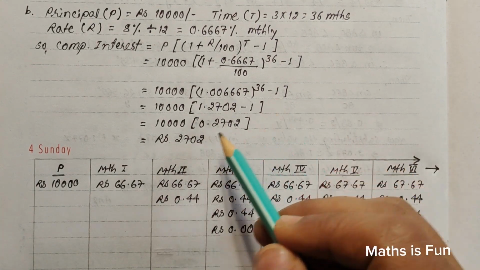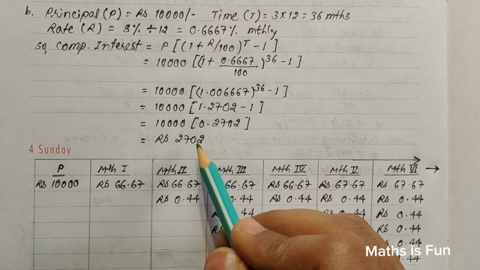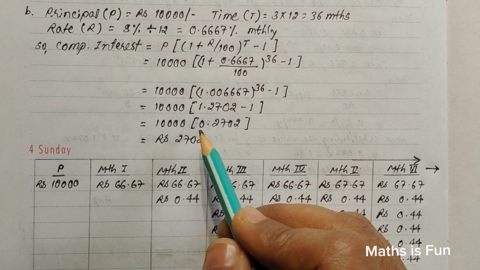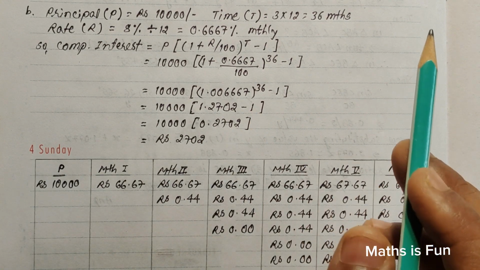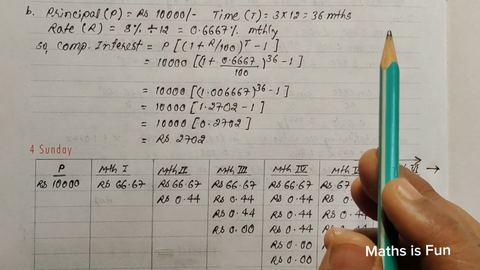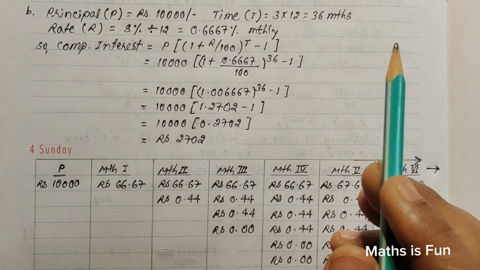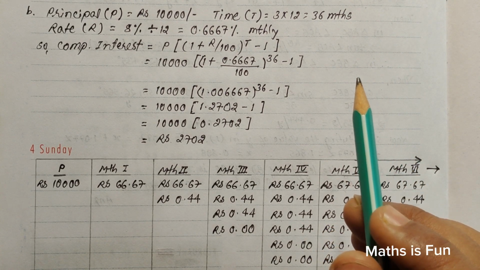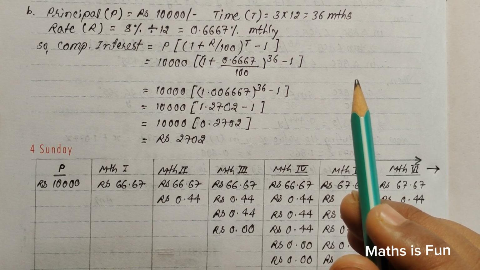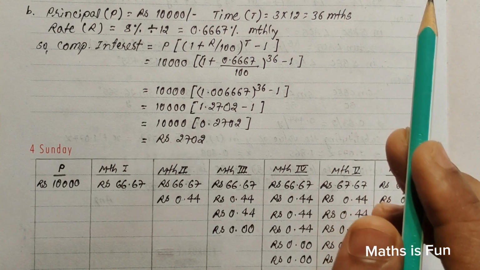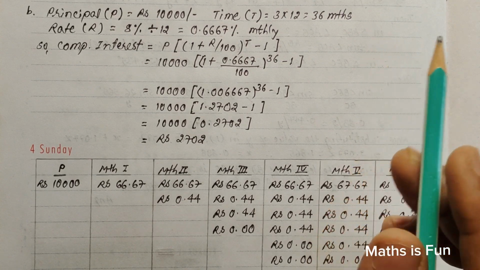Now we see that we have earned rupees 2,702 at monthly rate of compounding, whereas we received rupees 2,597 at yearly rate of compounding. So if we get our interest at monthly rate of compounding, then we will receive more as compared to yearly rate of compounding.